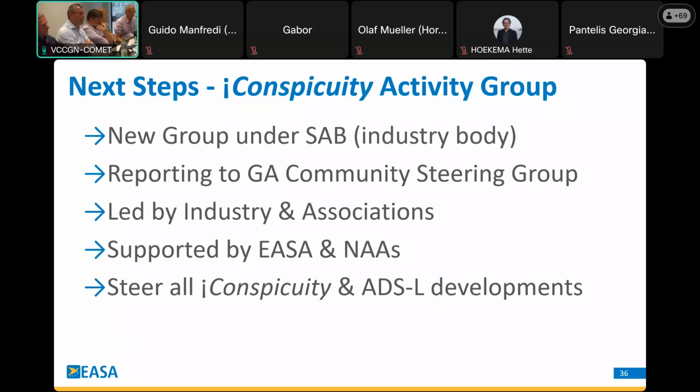So this is short-term action. We will be creating this group. We will be announcing it publicly on our GA community website as well. And all those who have been in contact with EASA throughout those 4 years, either through the project or through the development of acceptable means of compliance to SERA 605 Charlie, will be automatically subscribed. We will also invite other stakeholders who wanted to be in connection with this activity group to inform us through our stakeholder bodies. So that's iConspicuity activity group, which will steer the work.